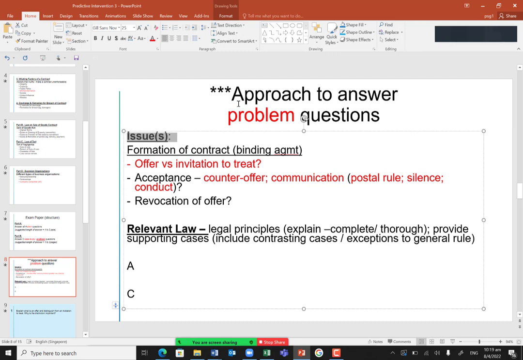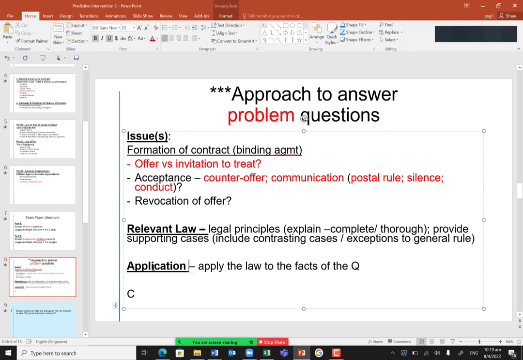And then you need to explain. I'll go back now to the first point. Explain, be complete, be thorough. So it's IR. Then A is the third step, which is your application. What you do right now is where you are applying the law to the facts of the question. That is what is meant by this stage of application.